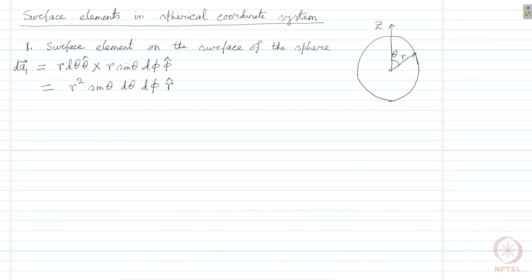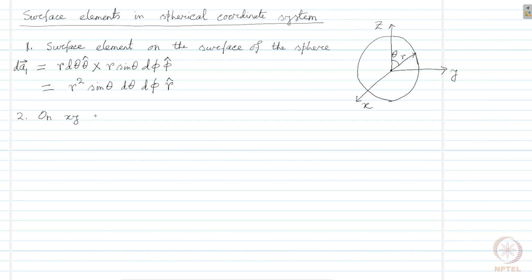Now, if we consider the xy plane, if we are trying to find out a surface element on the xy plane, then what are the variables? We can have r varying, we have theta fixed, and phi can also be varying.